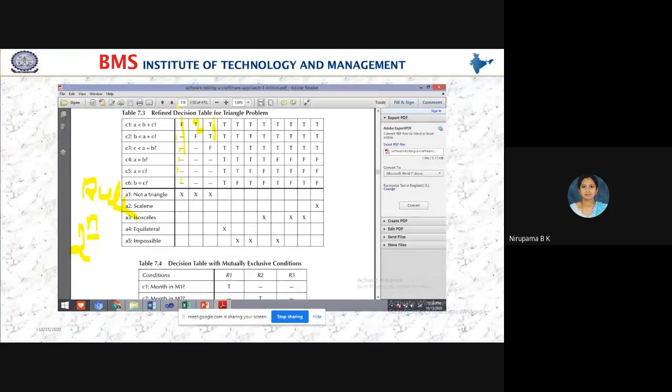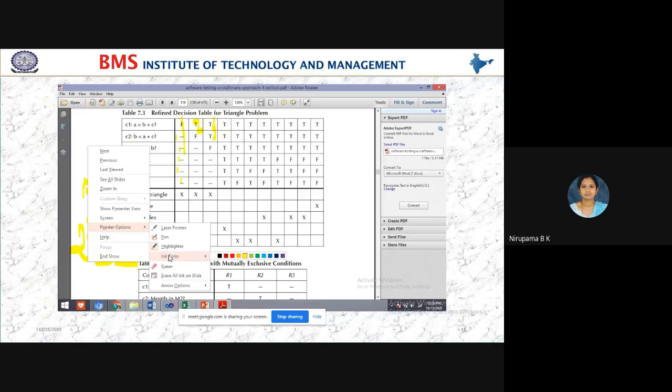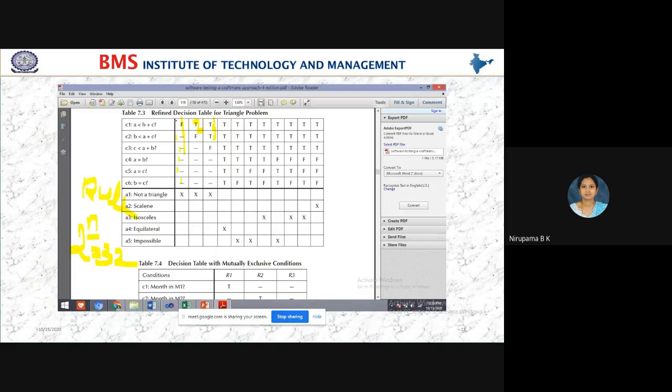See the first column, assume that is rule 1. For rule 1, the n value is 5. So the rule count of rule 1 is how much? 2 to the power of 5, how much? 32. So here the rule count for R1 is 32.